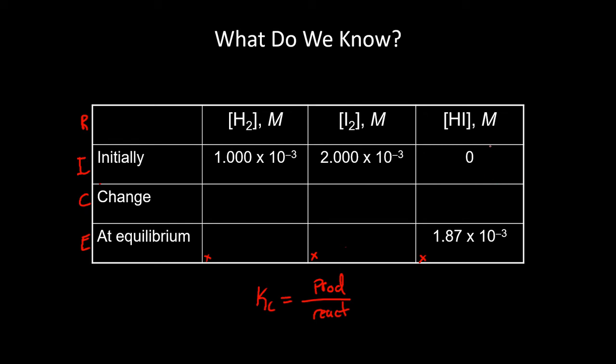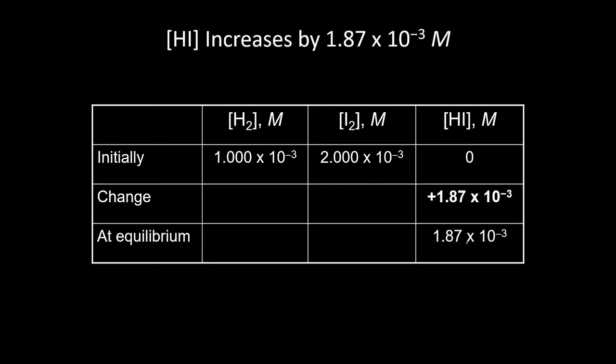So we know, for example, that we started with none of this, but then we ended with 1.87 times 10 to the negative 3, and this is molar. Everything here is molar. What that means is we increased our concentration for that particular product by 1.87 times 10 to the negative 3. That's the change that happened. It was at 0, it increased, that's how much it increased.